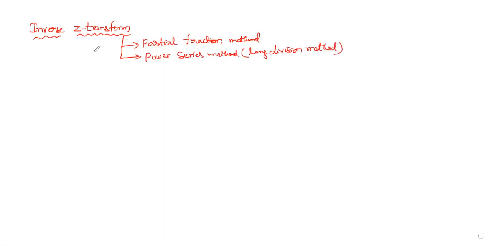If they give "find the inverse Z transform", you can use either the partial fraction method or the power series method. Any method you can use. But particularly if they give "find the inverse Z transform using partial fraction method" or "using power series method", then only you need to use that particular method. We will solve a few numericals easily. This topic is very easy. You can easily solve this.